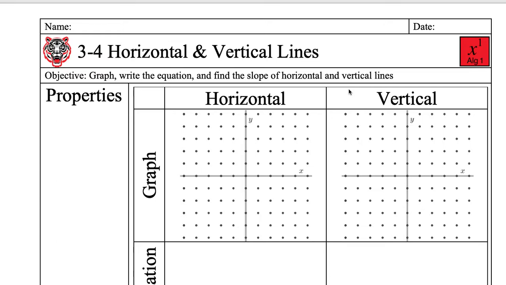Right, we are on Friday, October 11th, so 10, 11, 19. Today we're doing horizontal and vertical lines, lesson 3-4. Can someone give me the objective, Eamon?